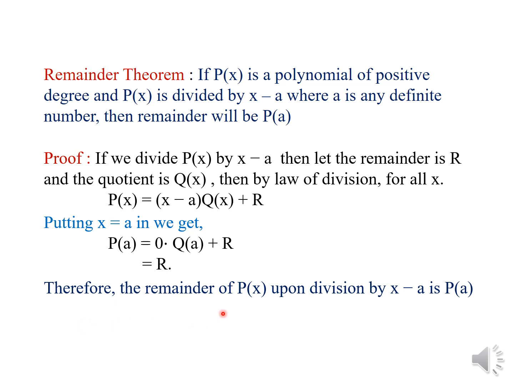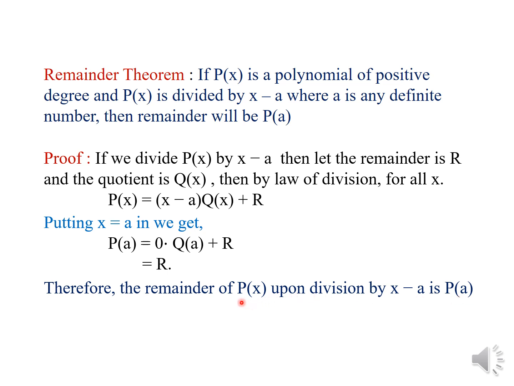Therefore the remainder of p of x upon division by x minus a is p of a. So it is a very important formula. If p of x is divided by x minus a, then remainder is p of a. In your mind you will consider x minus a is equal to 0, then x equal to what? X equal to a. If x equal to a, then this p of a is the remainder.